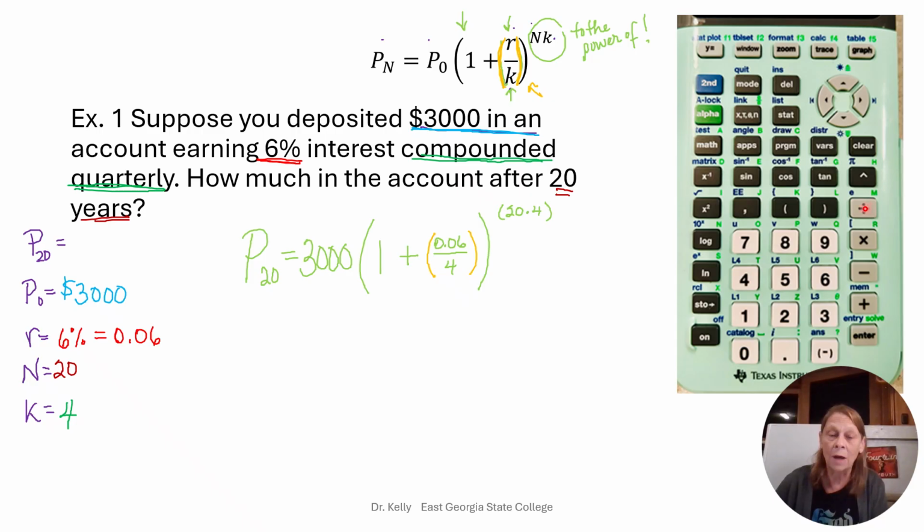0.06 divided by 4. Notice what we have here, a closed parenthesis, then another closed parenthesis. So we're going to close it. We're going to close it again. And then this guy is up here as an exponent, so you need to use the to the power of button. And this caret button right here underneath the clear and above the division is the to the power of button. So you're going to push the to the power of, then you're going to open your parentheses, and you're going to do your 20 times 4 and close your parentheses.